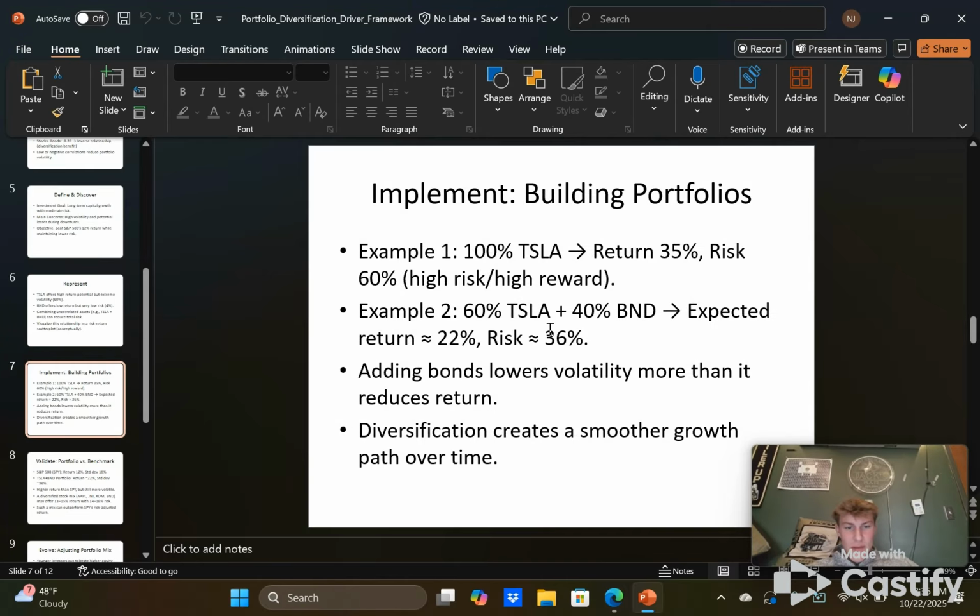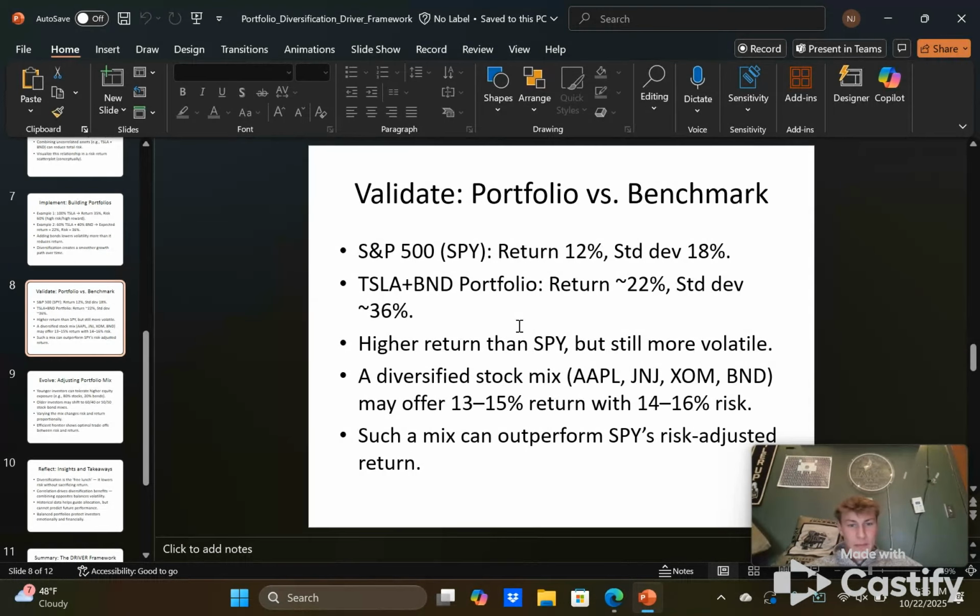Then we have some examples. Example 1, 100% Tesla: return 35%, so high risk, high reward, and just very risky overall. Example 2, we have 60% Tesla, 40% bond. Expected return would be 22%, but it's a little risky. So adding bonds lowers the volatility more than it reduces return. And obviously we want to diversify, we've stated that before.